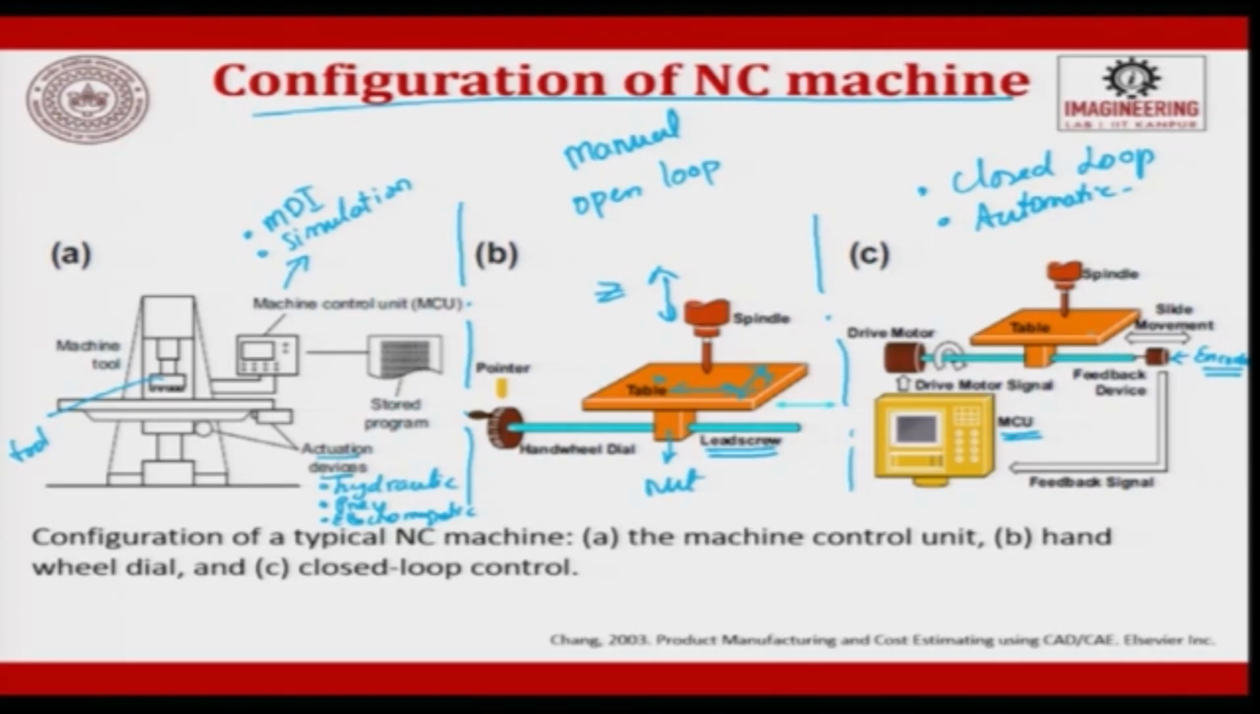So, A is a machine control unit, B is a hand-operated open loop machine tool, and the third one, C, is a closed loop. You can see here is a loop which is closed. This is a closed loop.